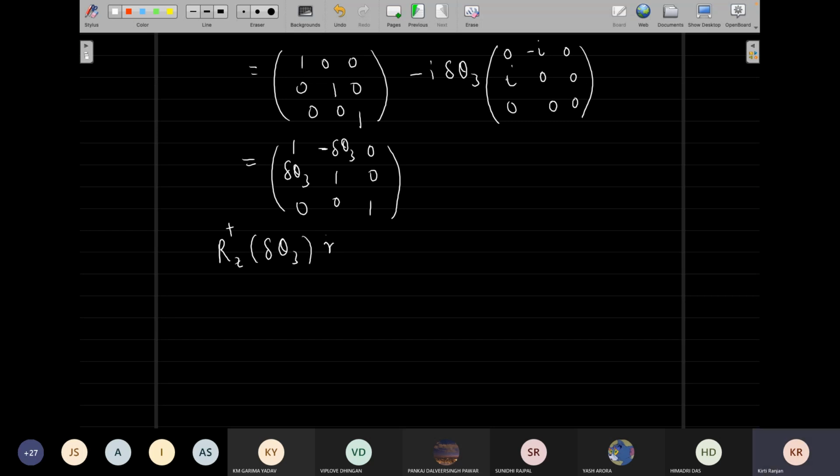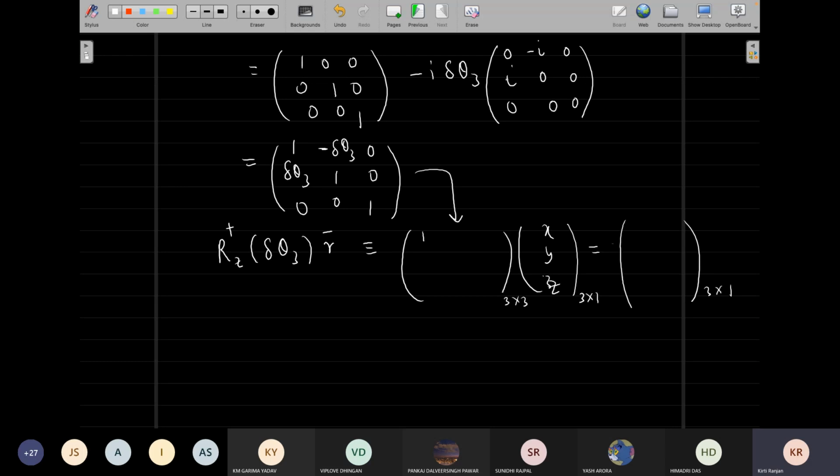Now, if I operate it on vector r, which is equivalent to saying I am operating this matrix on the X, Y, Z Cartesian coordinates, what will I get? This is 3 by 3 and this is 3 rows, 1 column, so you should get 3 by 1. First one: x minus y delta theta 3. Then y plus delta theta 3 x, and z, right? Yes. So let's go: Rz dagger of delta theta 3 acting on r.